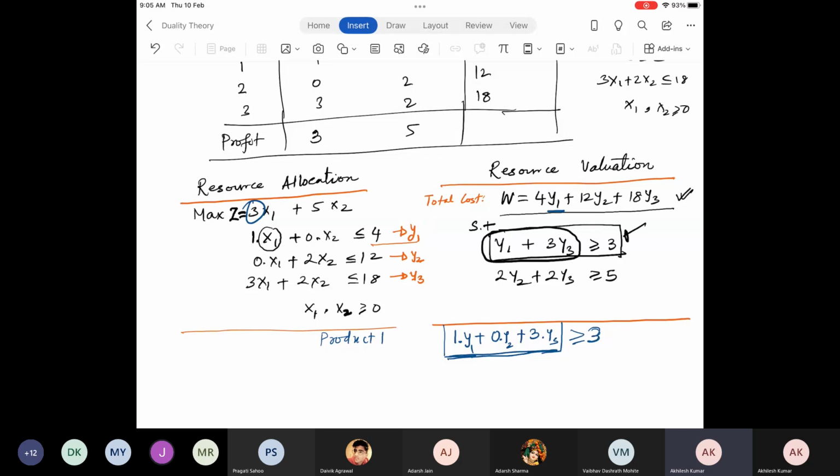Okay, let's start. So yesterday I was trying to explain to you the resource allocation and resource valuation problem. I was trying to give you an example of this window glass company that I'm trying to buy. Now let me put it in other words to make the example clearer.